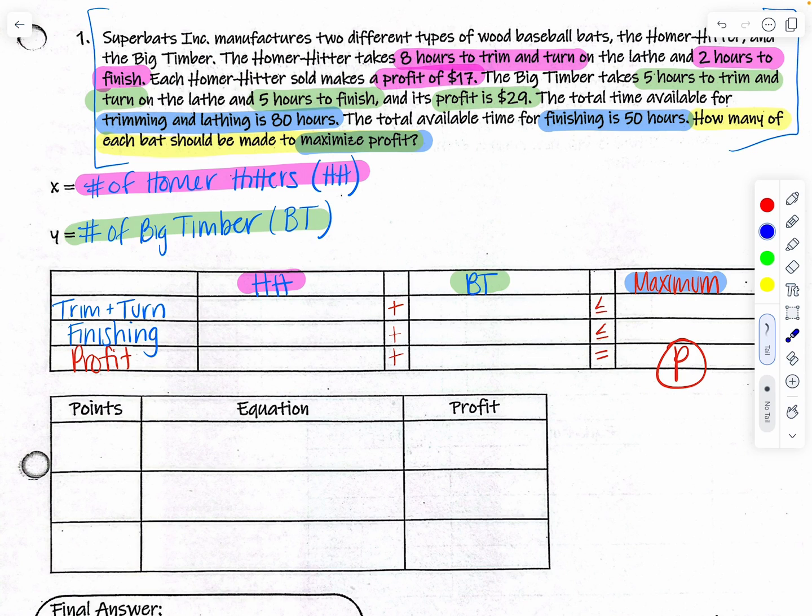Hopefully this gets you started and gets you moving. Remember one last thing: everything in this column is going to have an X with it, and everything in this column is going to have a Y with it. Up here, I'd be looking in the green for the information for my big timber, the pink for the information for my homer hitter, and the blue to find my maximum. So hopefully this helps.